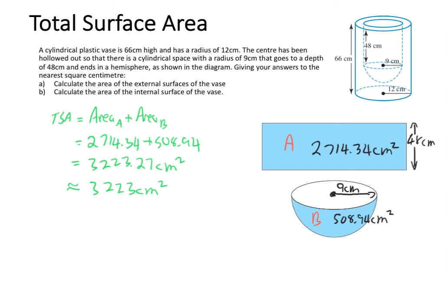So those are some examples of how we can calculate the total surface area of composite 3D objects by drawing a net, calculating the individual area of each of those shapes that make up the net, and then adding those areas together to get total surface area.